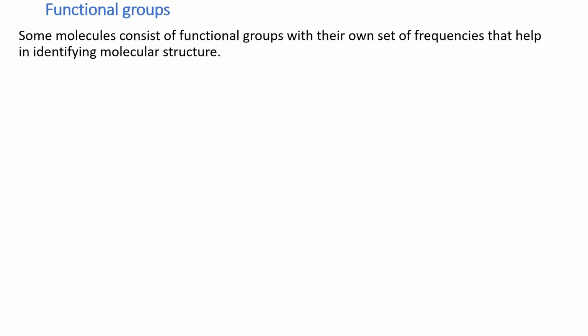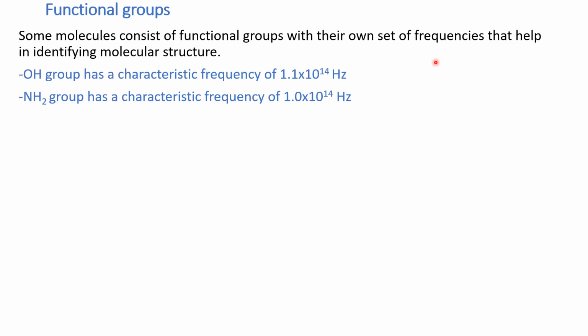Also, some of the molecules consist of functional groups, and each functional group has a particular frequency, and with those particular sets of frequencies, we can identify the molecular structure. For example, some of the well-known functional groups are the OH group, which has a frequency of 1.1 x 10^14 Hz, and the NH2 group, which could have a frequency of 1.0 x 10^14 Hz. So whenever we see frequency lines of these values in a particular infrared spectrum, we can say that in this molecule OH and NH2 groups are attached.